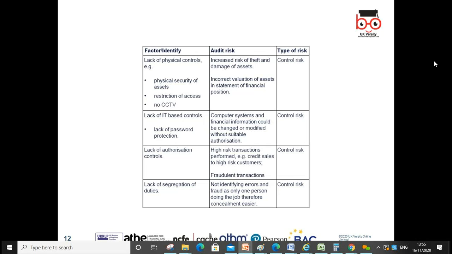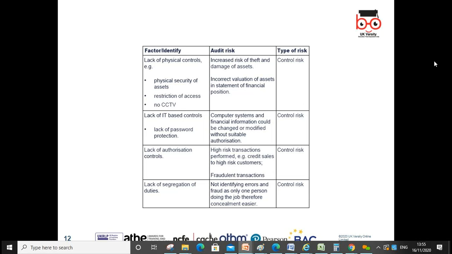Yes, physical control. But it's difficult to steal an asset if, let's say, computers are an asset. If you don't have a proper procedure for how to operate it, that can also be a risk. Itself is a control risk.